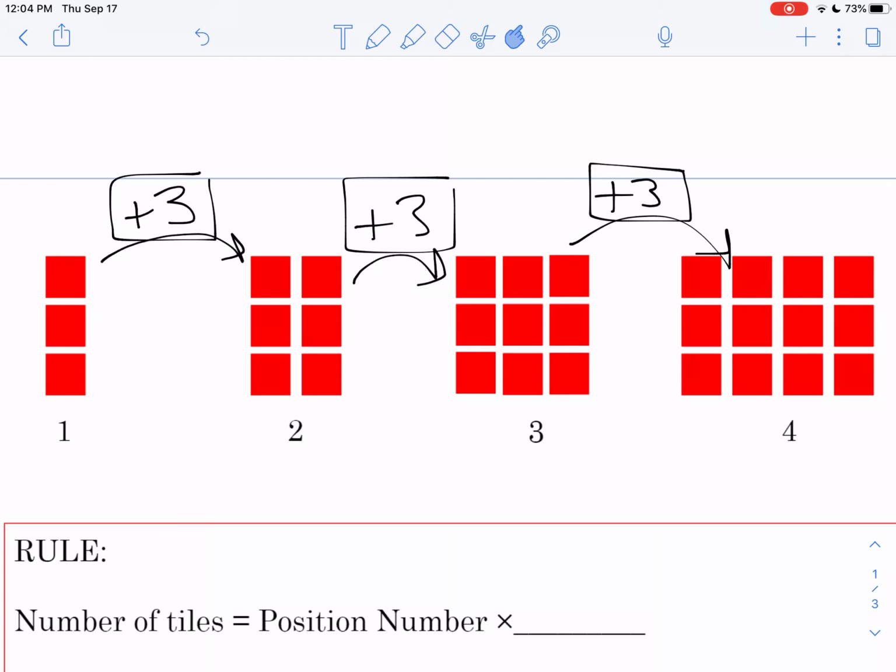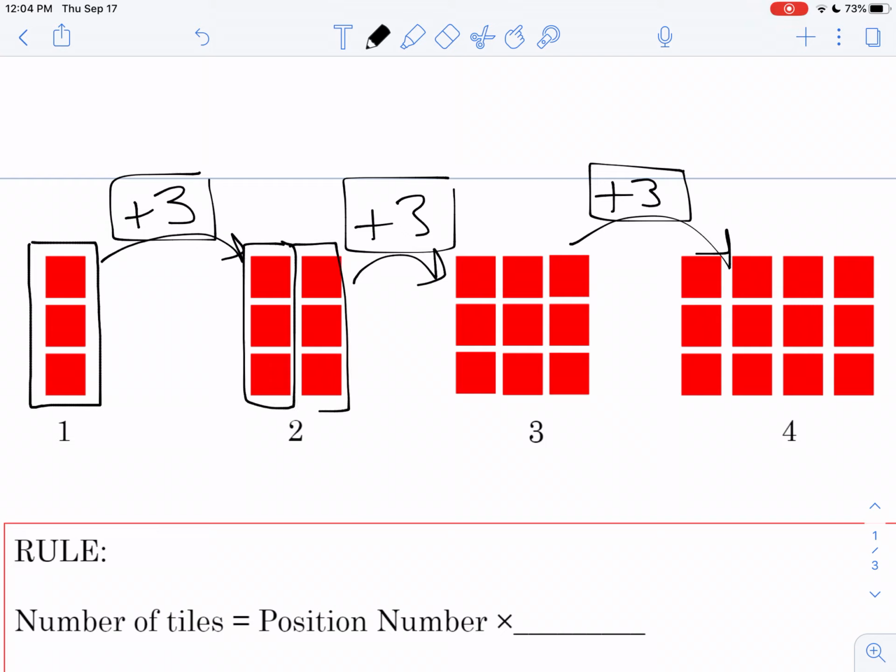So let's look back at position 1. Position 1 is where you're going to find what we call the pattern block, or the pattern that's going to be replicated at each position. So position 1 has one of those patterns. Position 2 has 2 of those patterns. Position 3 has 3 of those patterns. Position 4 has 4 of those patterns.